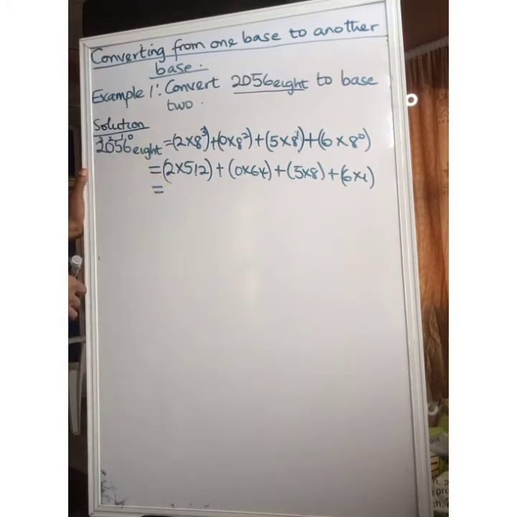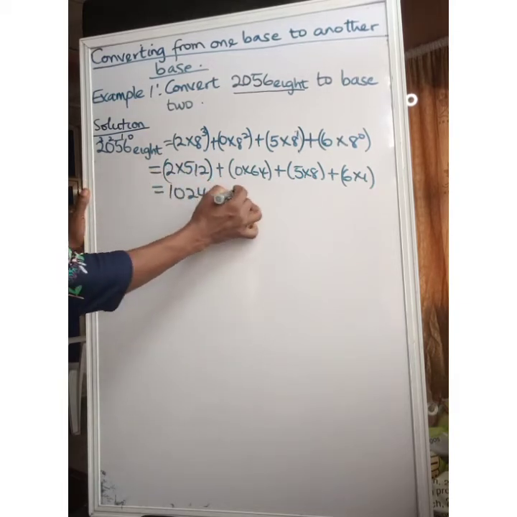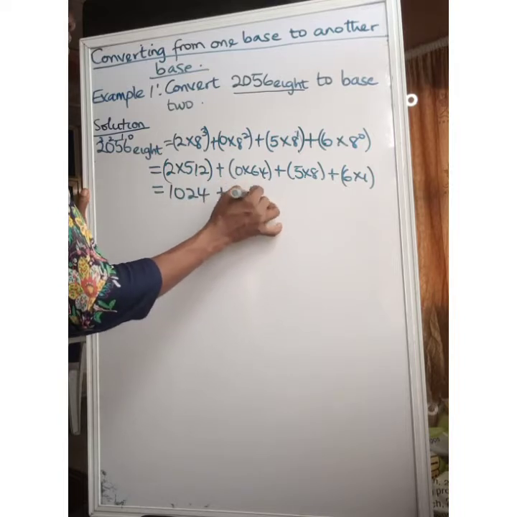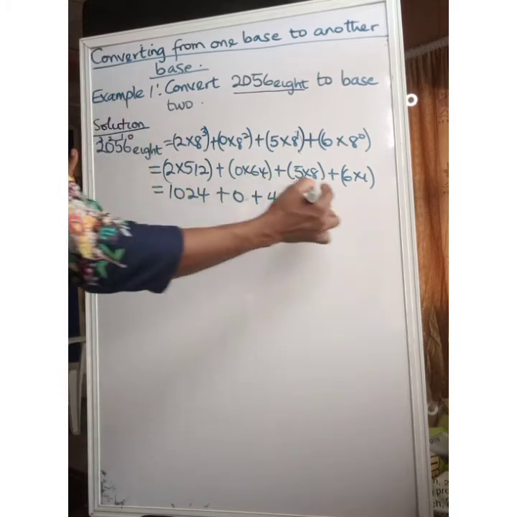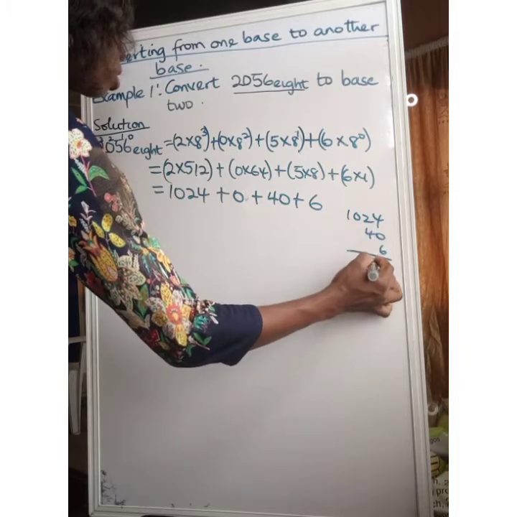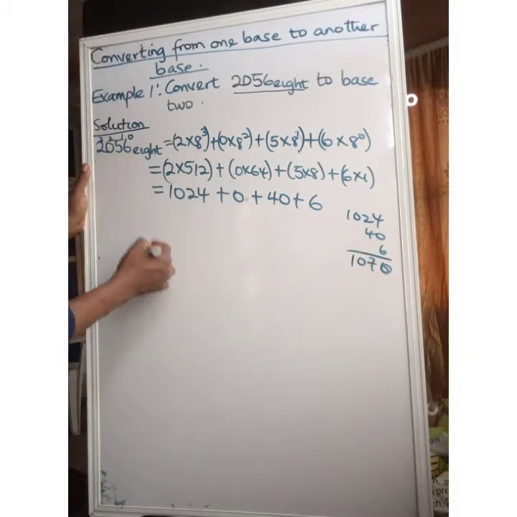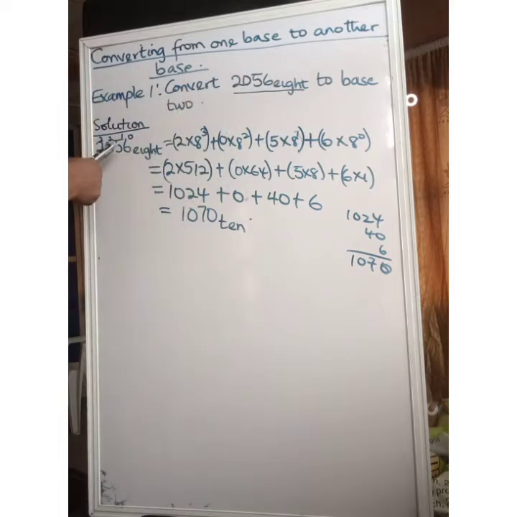So 2 times 512 will give us 1024, plus 0 times 64 is 0, 5 times 8 is 40, 6 times 1 is 6. So when we add all this, 1024 plus 40 plus 6, we are having 1070, base what? Yes, base 10. It's not going to be in base 8 again because we've converted to base 10.